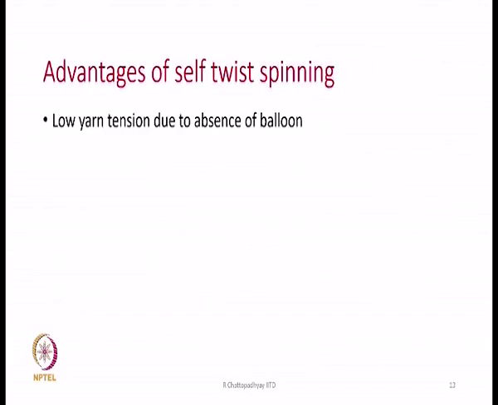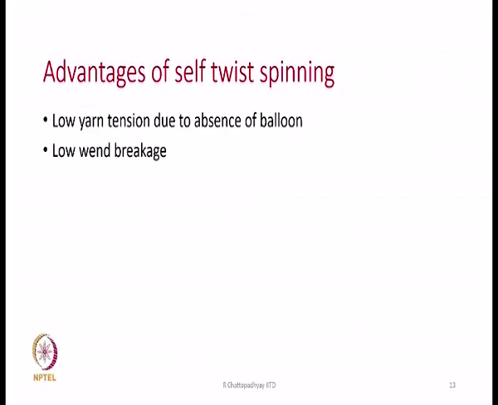The advantages of self twist spinning are the low yarn tension due to absence of balloon and absence of traveler. So, spinning tension is very low, and end breakage will also be low because tension is anyway very low. So, breakage possibility is very less. Low energy consumption, because the balloon is not there, the big spindles are not there. So, if we can reduce heavy rotating parts, the energy consumption will obviously reduce.